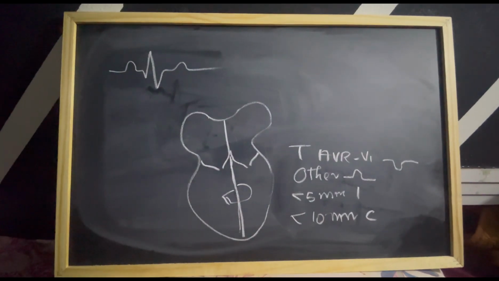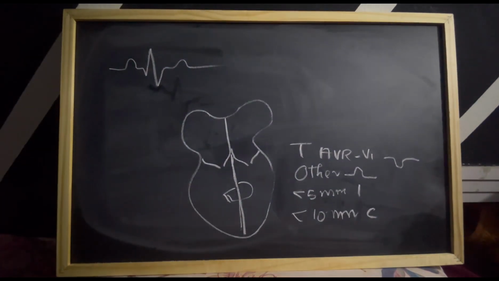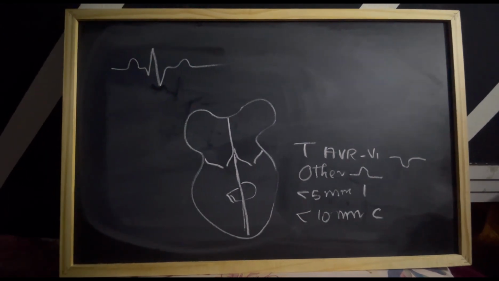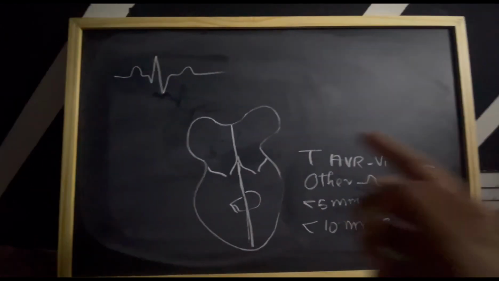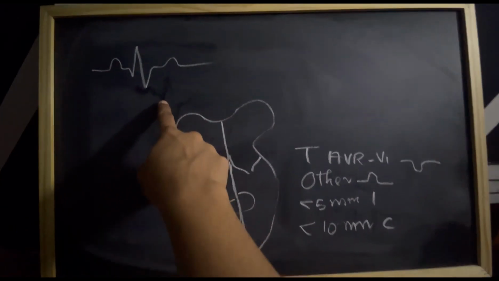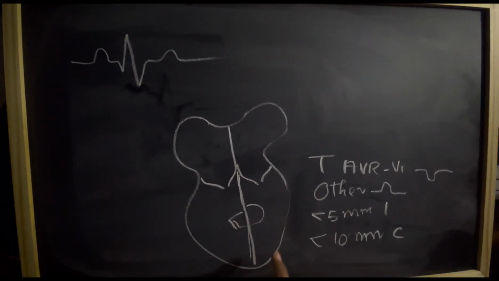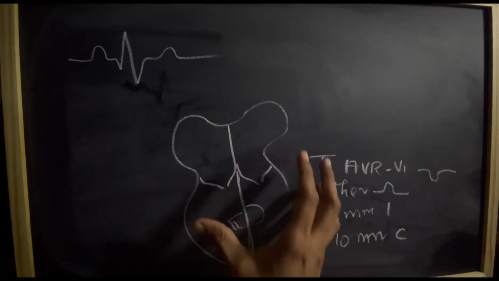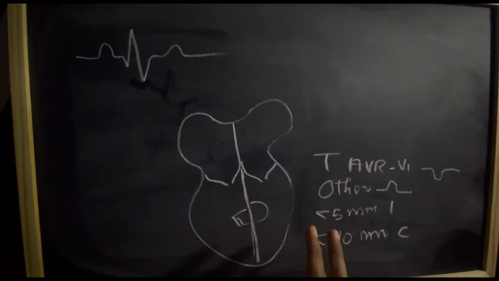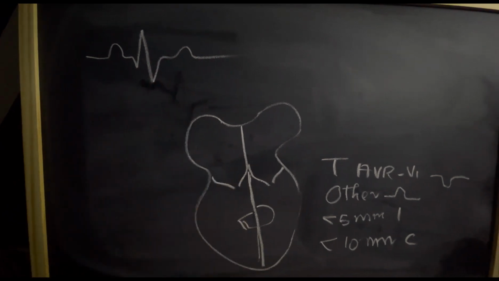So what is meant by the S wave? The S wave occurs due to late ventricular contraction. This negative deflection that we can see in the ECG is the S wave. The ventricle is contracting, and the last stage of the ventricular contraction is represented by the S wave.